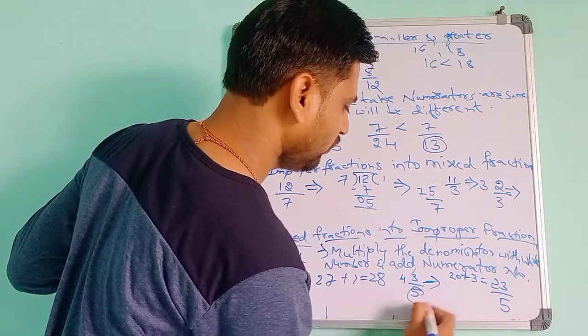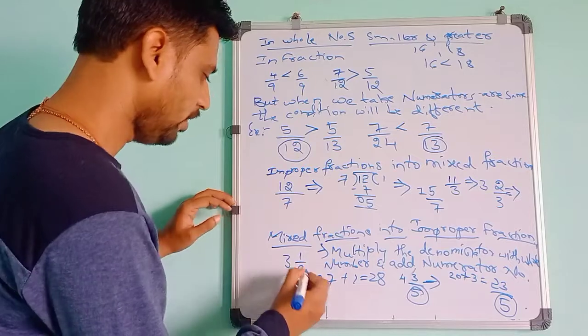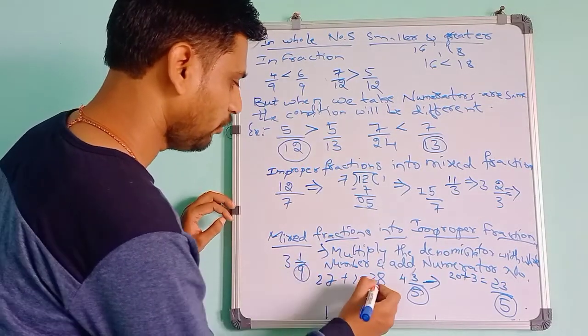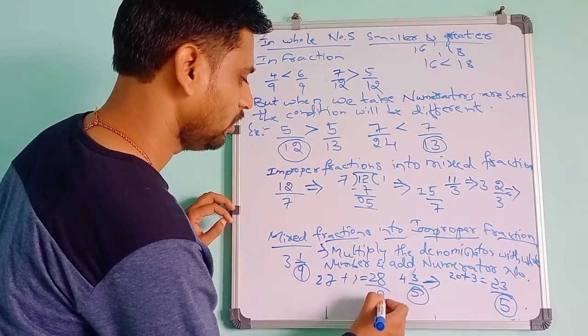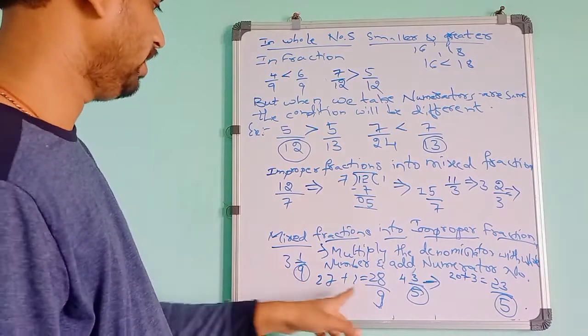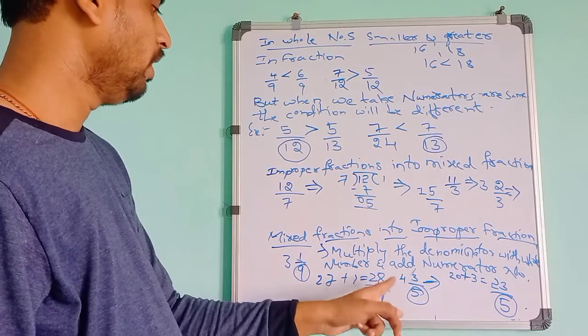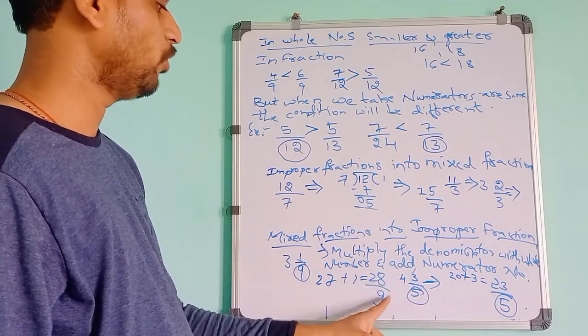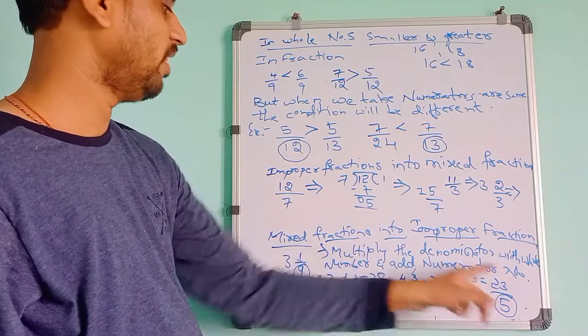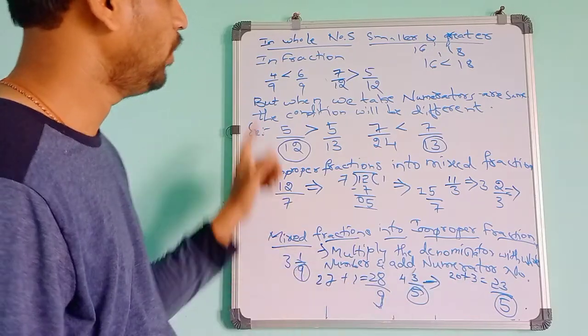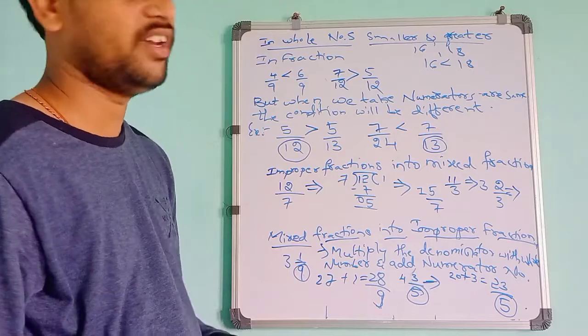The denominator will be the same. Here also 9, 28 by 9. So here it is converted into an improper fraction. Improper fraction means the numerator should be greater and the denominator should be smaller. Here also, see, the numerator is greater. So you have to do like this. You have to practice it at home.